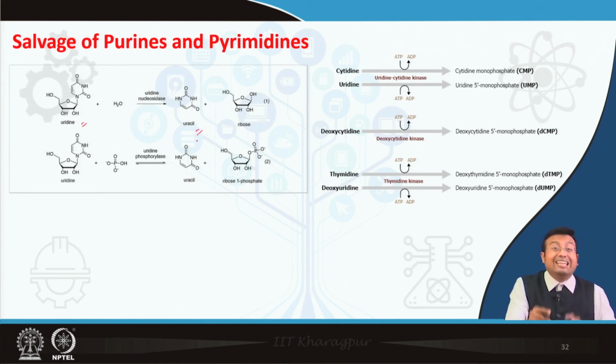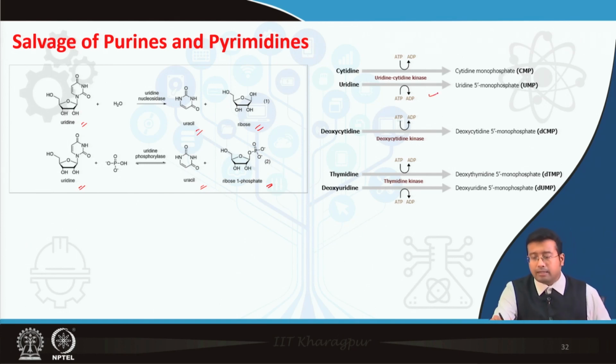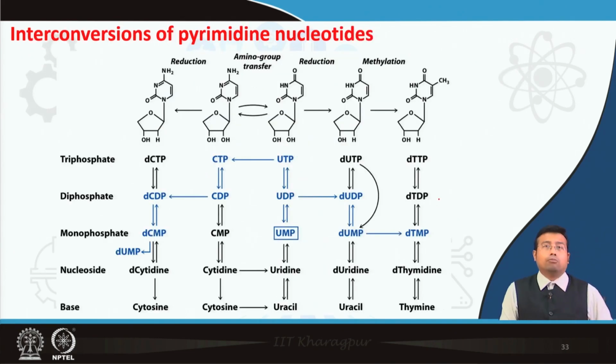In salvage of pyrimidine, we can see a case where uridine has been converted to uracil, that is the base, and ribose 1-phosphate, and in this salvage reaction uracil is combining with ribose 1-phosphate to form uridine. This is a reversible reaction, alright. It can occur in both ways. Here we can see interconversion of multiple pyrimidines by cytidine uridine kinase, here also deoxycytidine kinase, thymidine kinase. So, all of them convert these bases to their monophosphate forms.